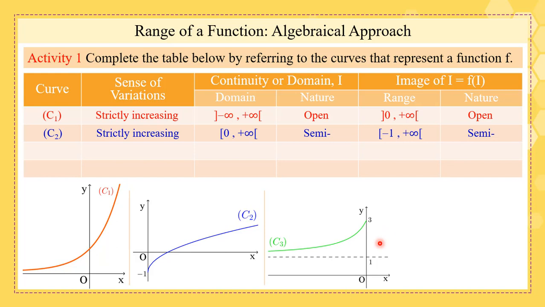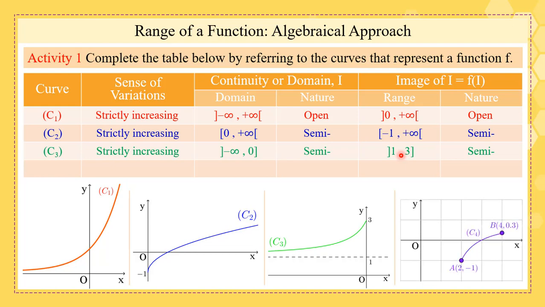Let's see a third curve, which is C3. Well, it's also strictly increasing. Its domain is negative infinity, 0 closed. It's semi, and its range is from 1 open to 3 closed. It's also semi. And finally, with the fourth curve, C4, it's also strictly increasing. The domain is 2, 4, which is closed, and the range is negative 1, 0.3, which is also closed.